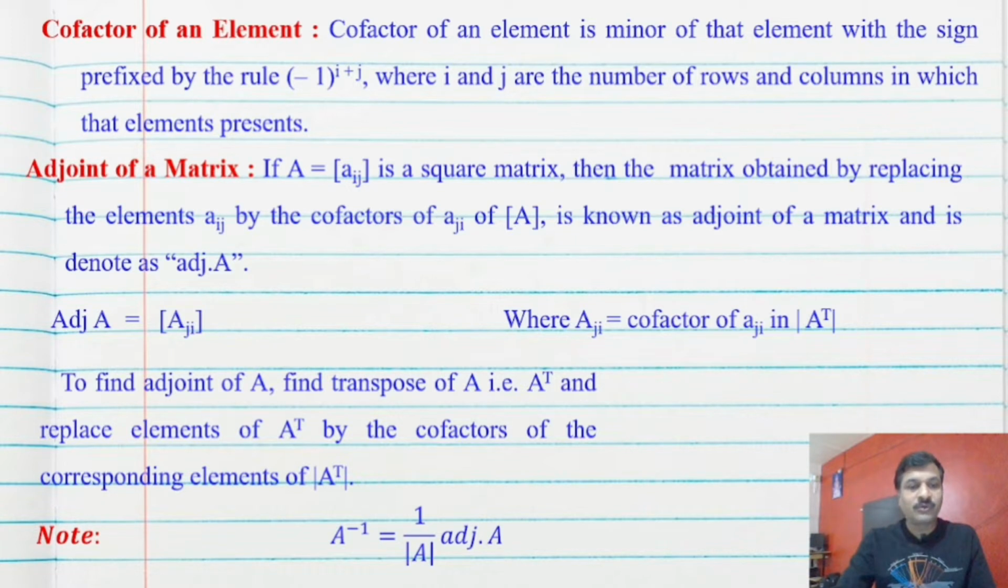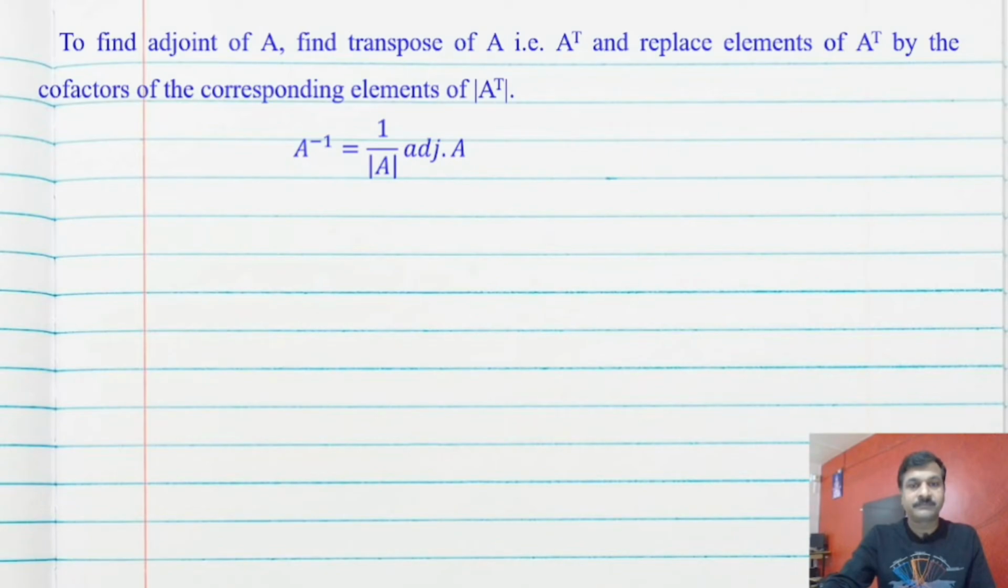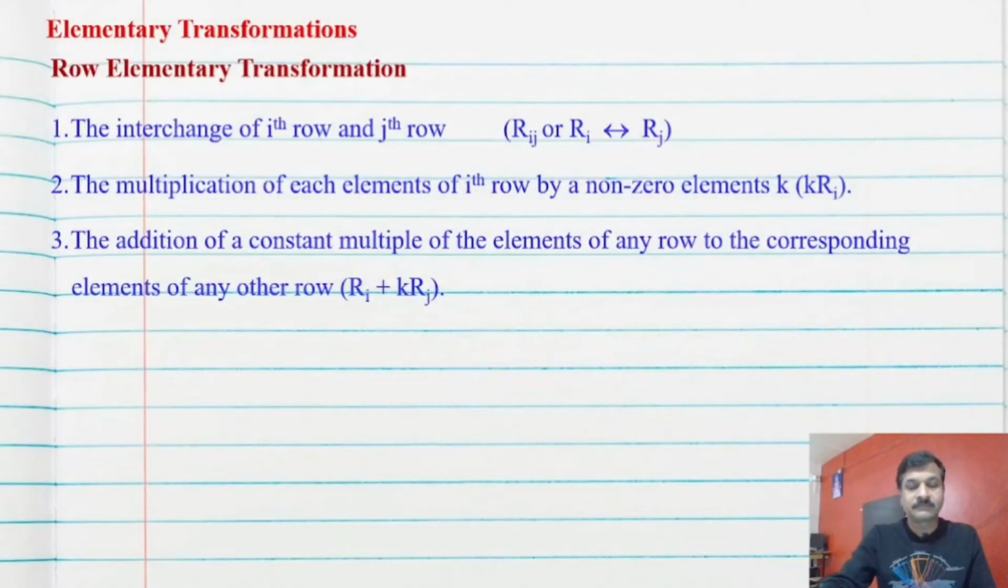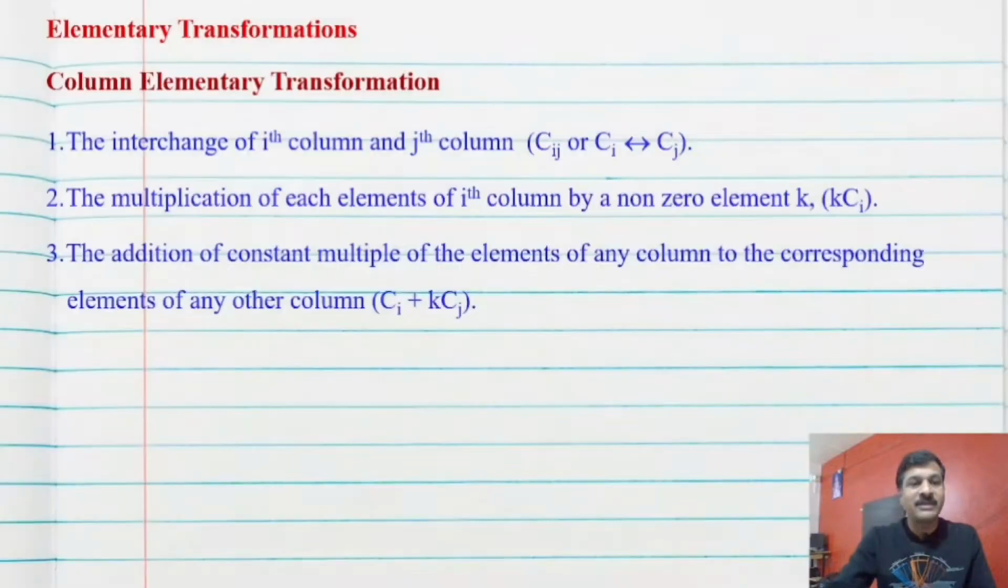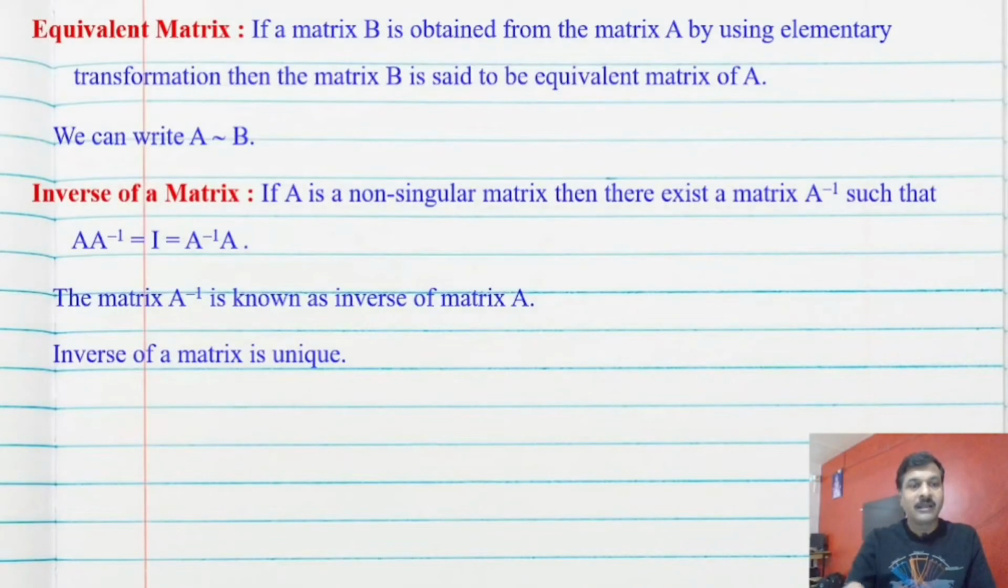Also you should know how to find A inverse by adjoint method, that is A inverse equal to 1 upon determinant of A into adjoint of A. Also you should know elementary transformation, in that row elementary transformation as well as column elementary transformation. So these are the elementary transformations. Also remember here equivalence matrix and inverse of a matrix.